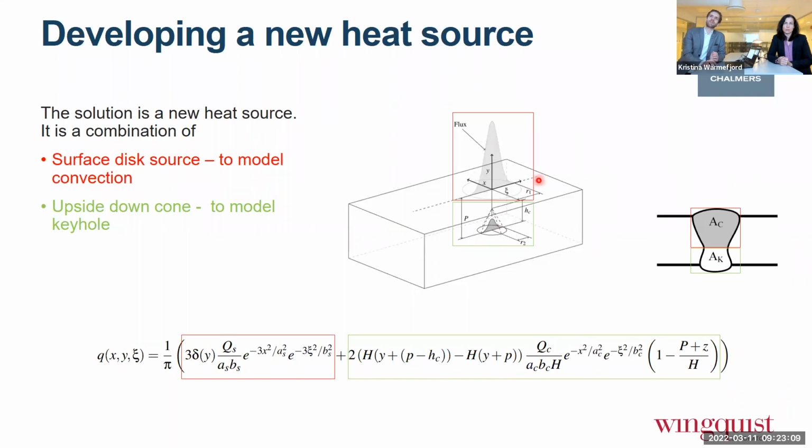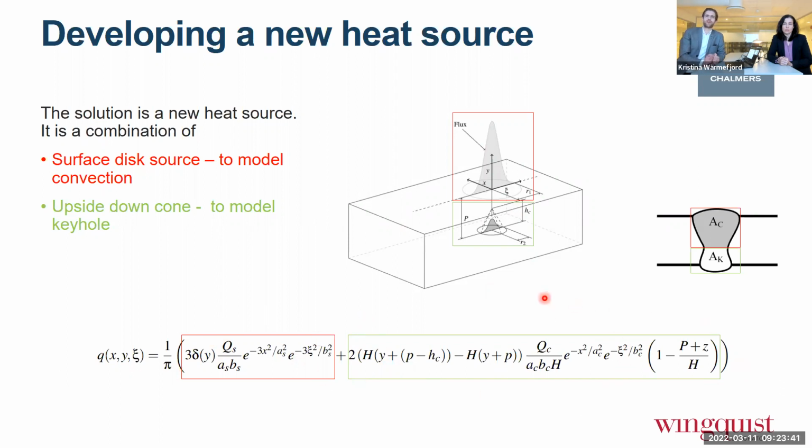It's a combination of a circular surface heat source with a Gaussian distribution on top here. And then we have a cone heat source that we actually turned upside down. And if we write this, it can look like this. So on the surface, we have this behavior here, and inside the geometry, we have this behavior here.